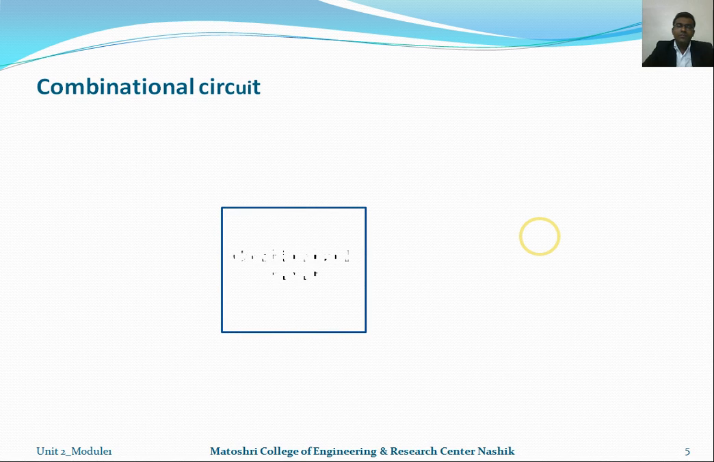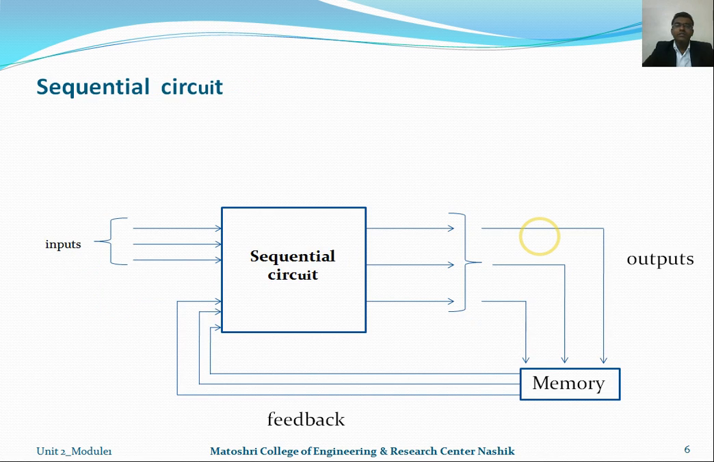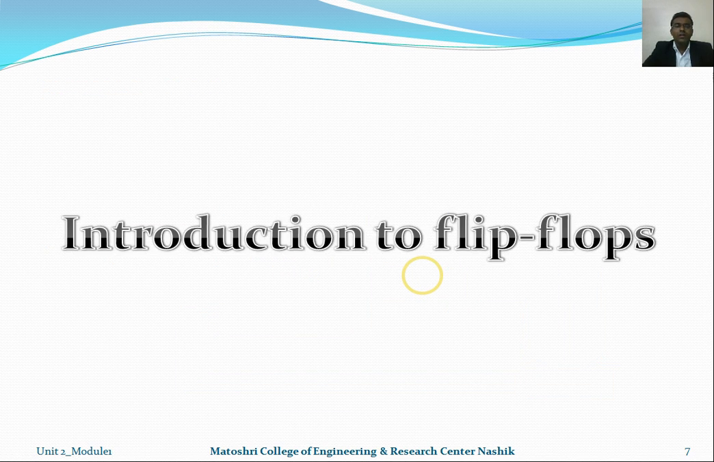Combinational circuits only have inputs, and for those corresponding inputs the output is generated. But in the case of sequential circuits, the output is generated, memorized, and fed back to the input. So the sequential circuit is a circuit which responds to the present input as well as the previous or past output, and accordingly generates the fresh present output.